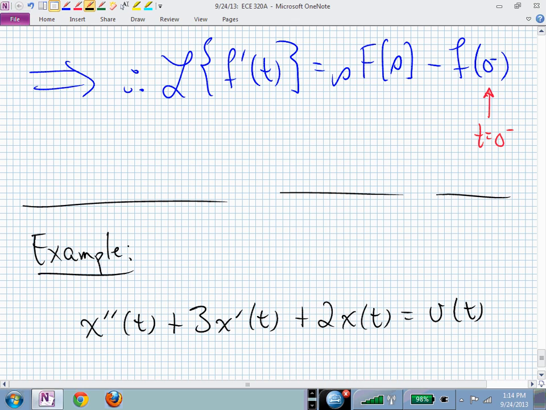And x might be the voltage across a capacitor, for example, in a circuit. And v might be a voltage source. And you're exciting this circuit with some v of t, little v of t.